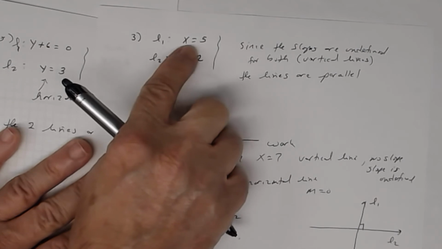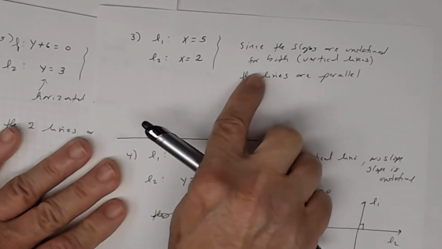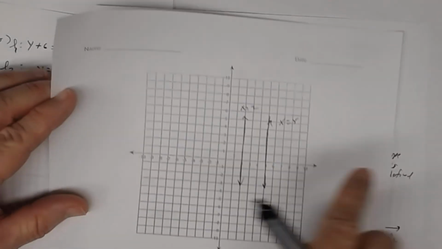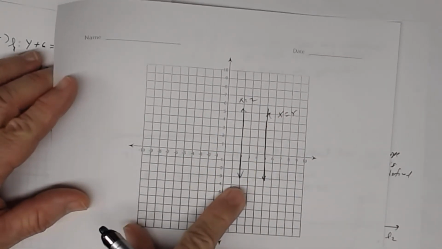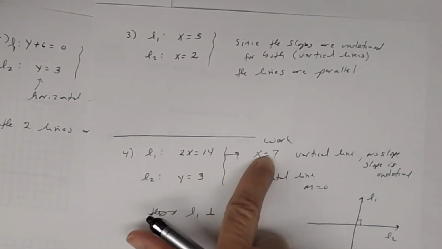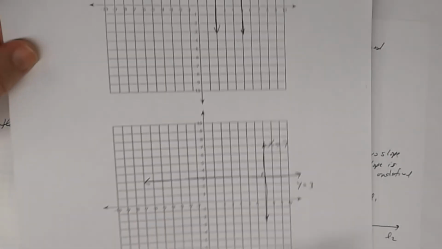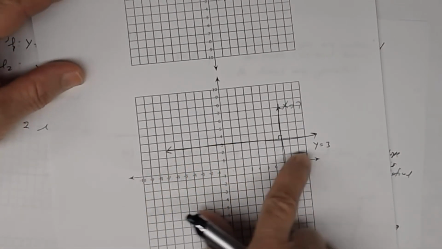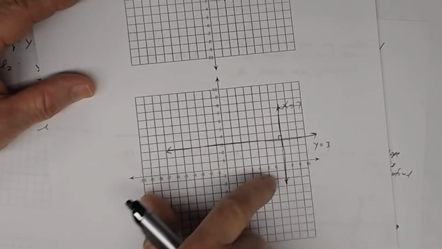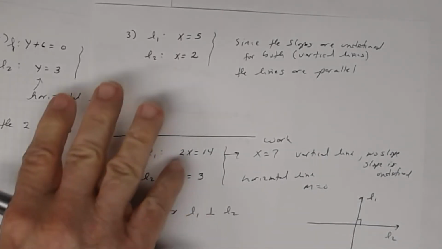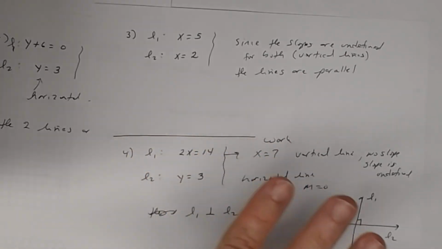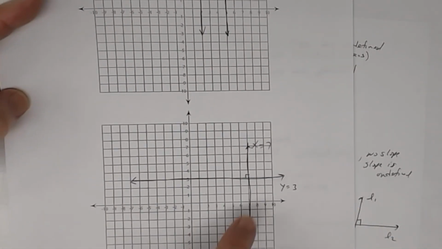So when you graph vertical lines, you notice they're parallel. Over here, this line x equals 7 is vertical, y equals 3 is horizontal, and we now know that a horizontal and a vertical line are going to intersect at a right angle. So those two lines have to be perpendicular. When I'm discussing this, I didn't use anything about slope. I just used the fact that the lines are vertical or horizontal.